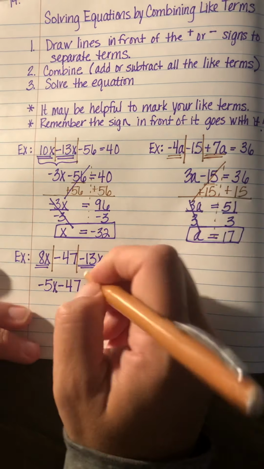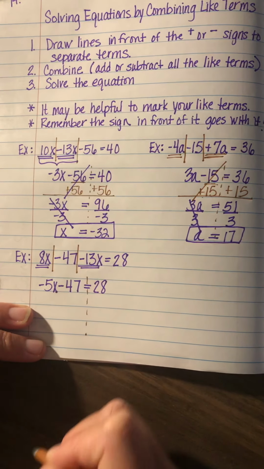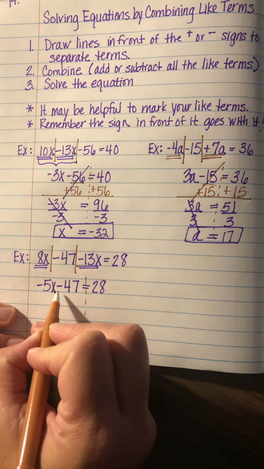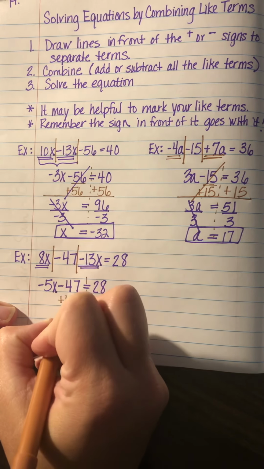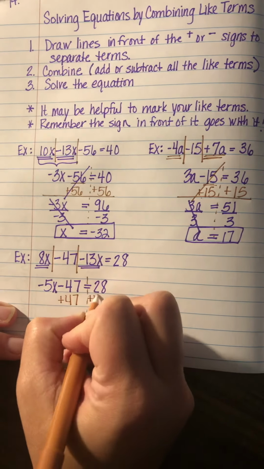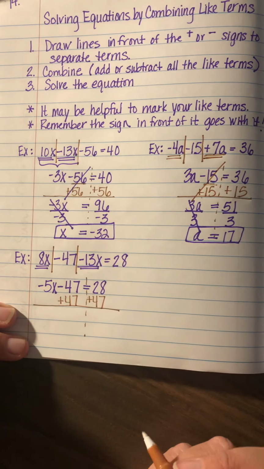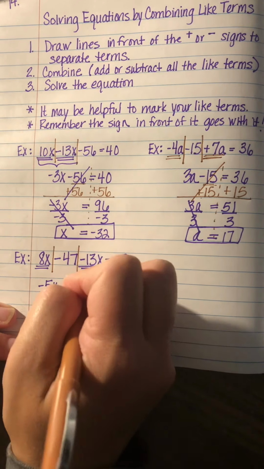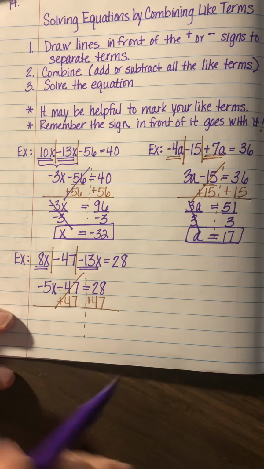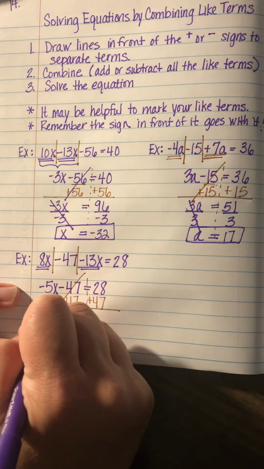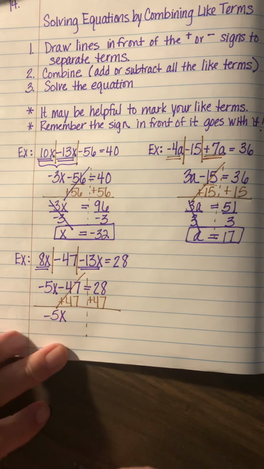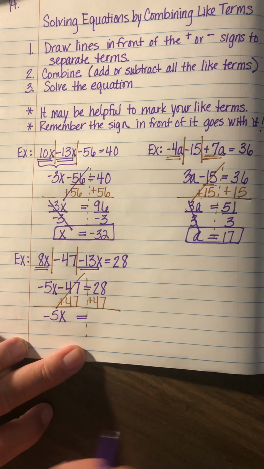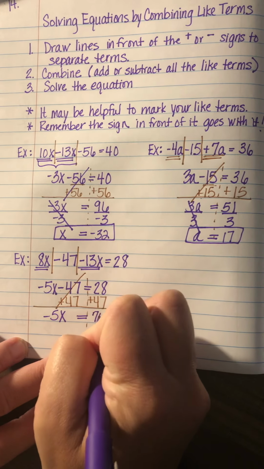Now I have my two-step equation again. I need to get rid of the constant first. The opposite of minus 47 is to add 47 to both sides. On the left-hand side, minus 47 plus 47 gives me 0, so those are gone. I'm left with this negative 5x here on the left, so I bring that down. Add up on the right, 28 plus 47, and we get 75.